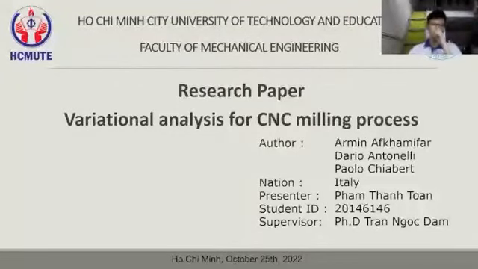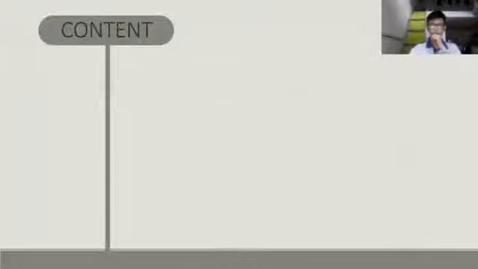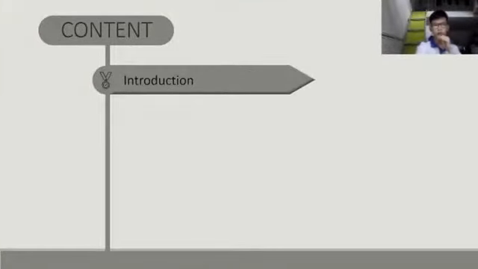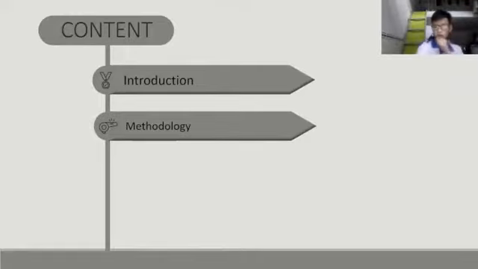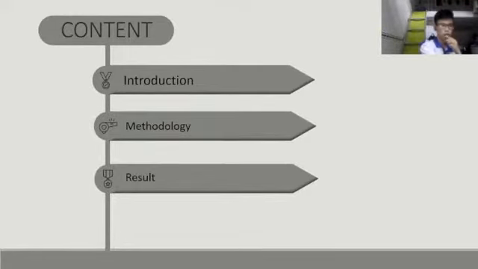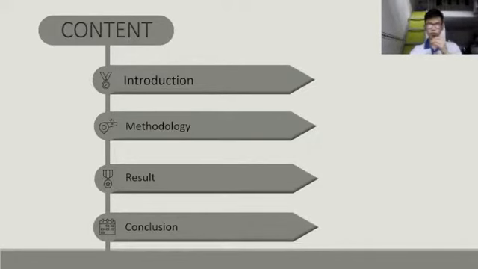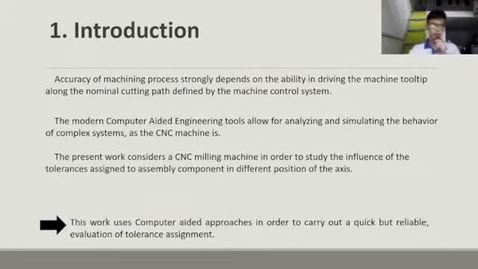Today I will present a topic: variational analysis for CNC milling process. This presentation has four parts. Part 1 is introduction, part 2 is methodology, part 3 is result, and the last part is conclusion. So we begin with introduction.